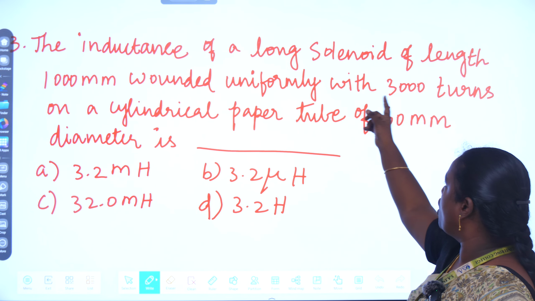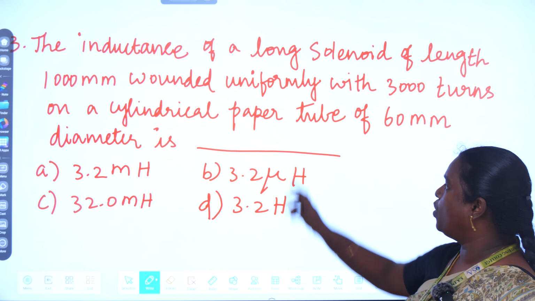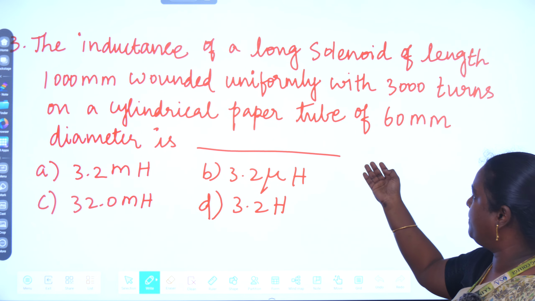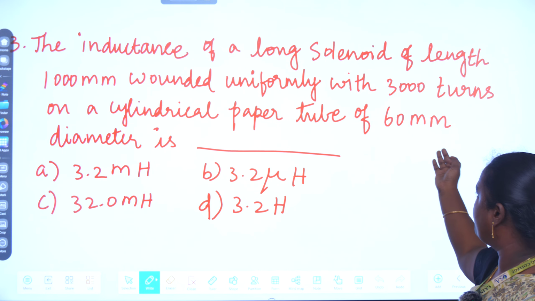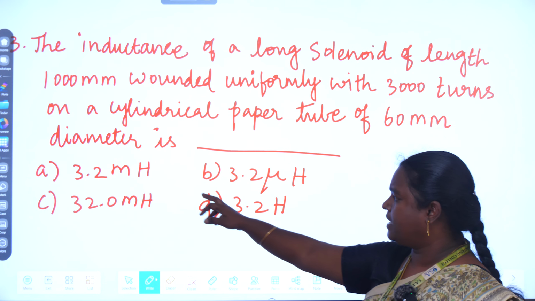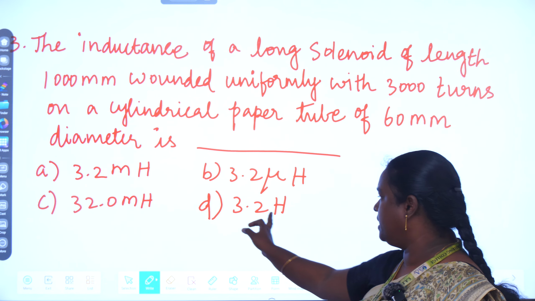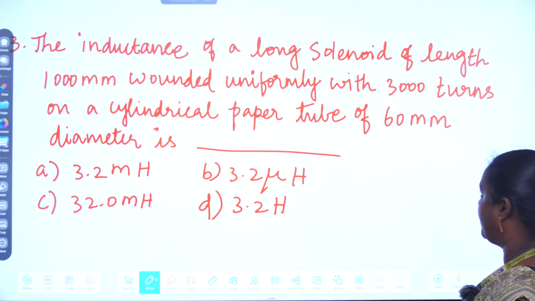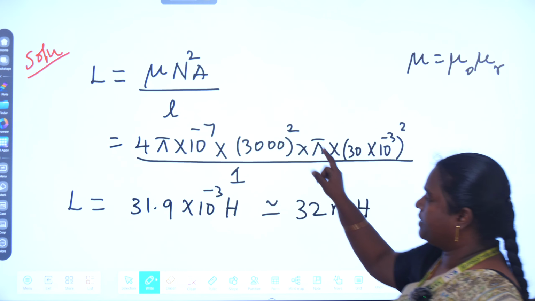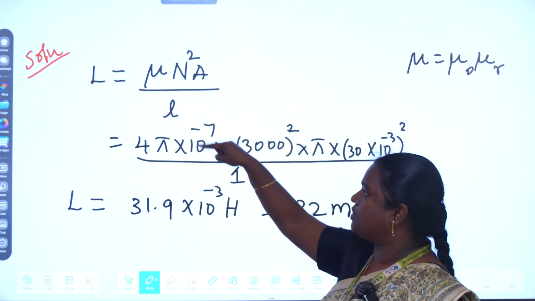The inductance of the long solenoid of the length 1000 millimeter wound uniformly with 3000 turns on a cylindrical paper tube of 60 millimeter diameter is dash. The options are 3.2 millihenry, 3.2 microhenry, 32 millihenry, 3.2 henry. So we'll find what is the inductance of a long solenoid. Since it is a direct question, we can substitute in the formula.